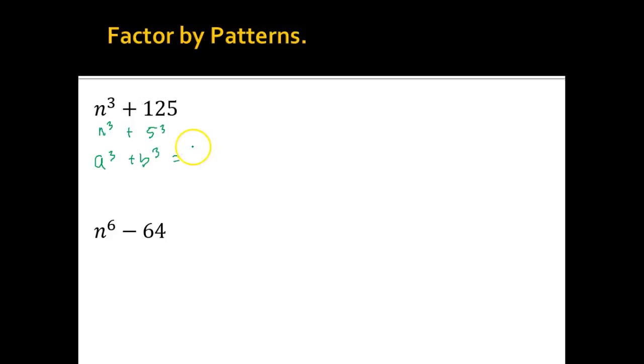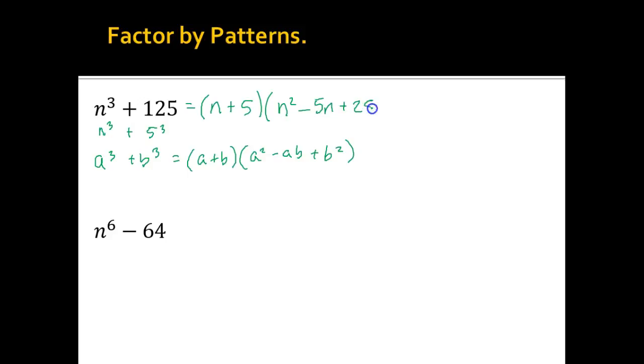So what's the pattern? A cubed plus b cubed, off the notes, is a plus b times a squared minus ab plus b squared. So just plugging our a and b into the formula. A is n, b is 5, so n plus 5 times n squared minus 5n plus 5 squared, which is 25. And there we have it. There's the answer. Those are our factors. Because it fits the formula, we just plug it in.